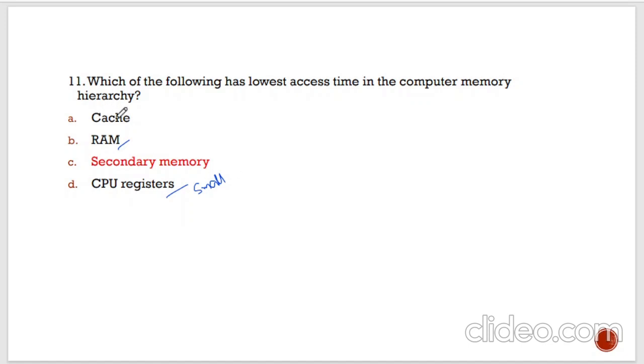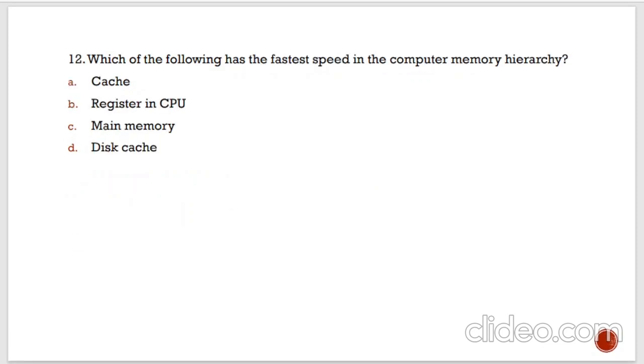Okay, and after that cache, and after that RAM. The lowest access time is considered first; CPU registers will have the highest speed, and then cache, and then RAM. Just remember this.